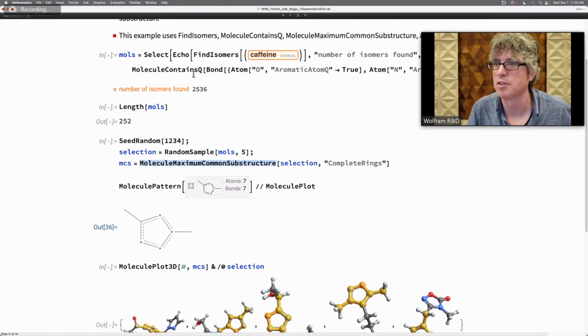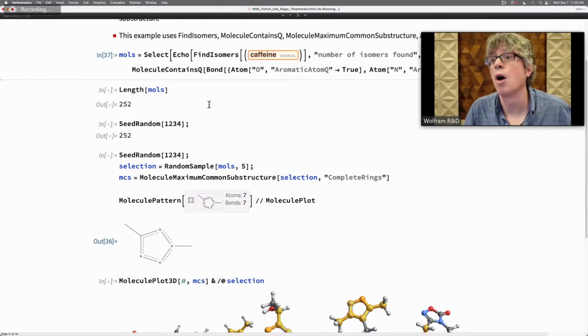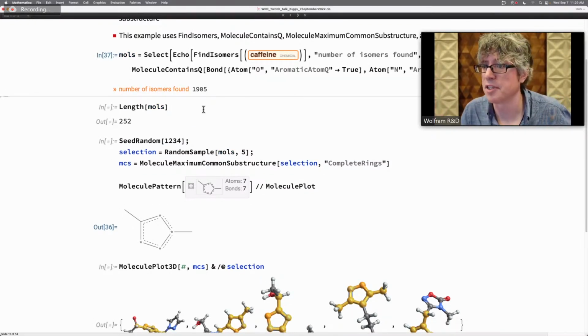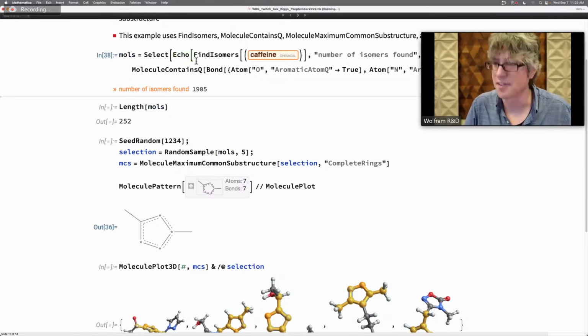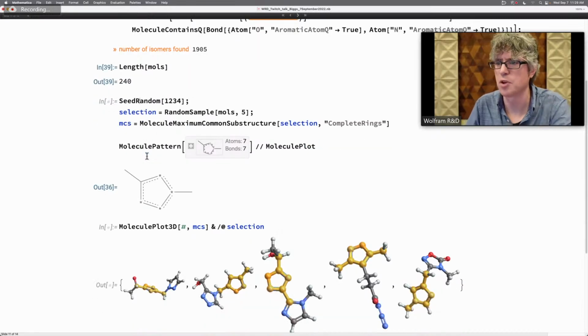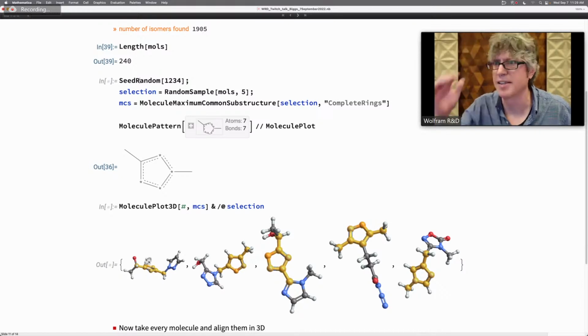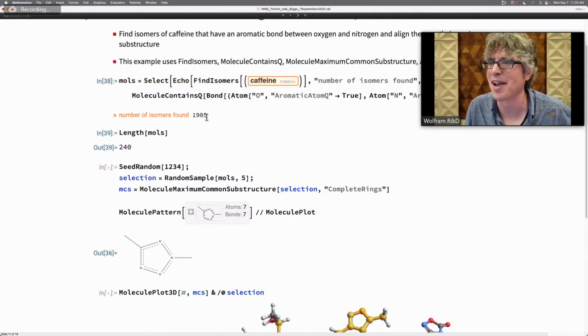So it took those, and I'm going to go ahead and evaluate this. Okay. So PubChem doesn't always give back the same number of isomers. That's interesting. Okay. So now we still have 240, so this might be a different selection. We'll go ahead and keep everything the way it was there. So on the day that I made this slide, we got 2,500 back. Now we're getting 1,900 back. Look into that.